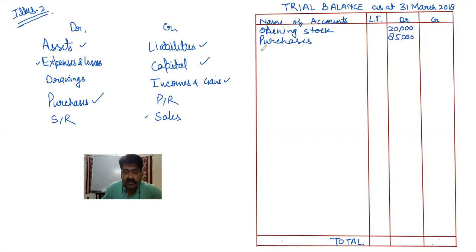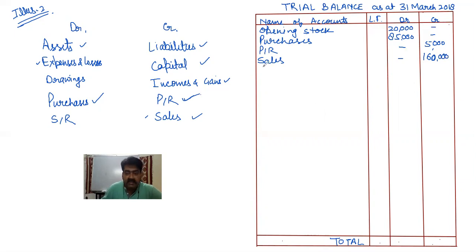Next is purchase return. So purchase return is always credited by us. So amount of 5,000 is given. Purchase return will come in credit column like this. And next is sales. We have credited sales every time. You can see sales we have already credited every time. So 1,60,000 rupees sales will come in credit side.